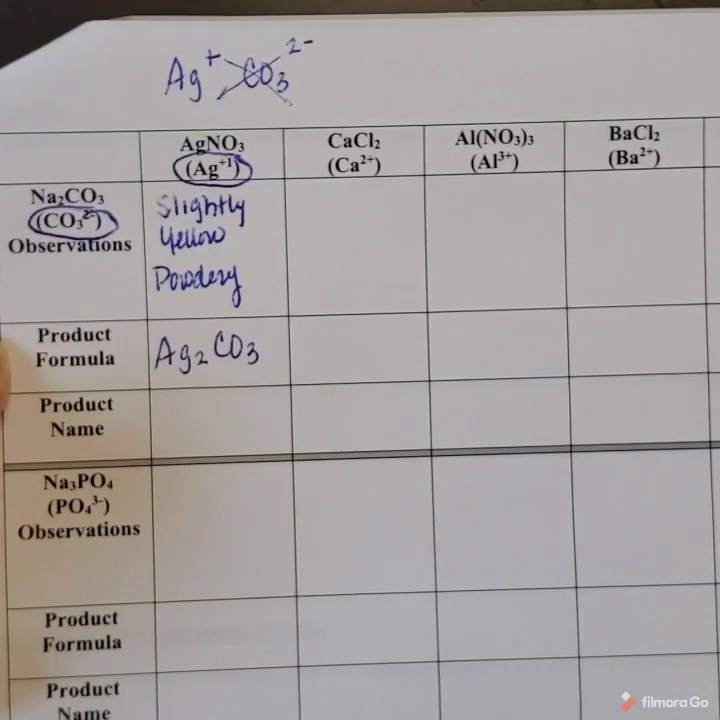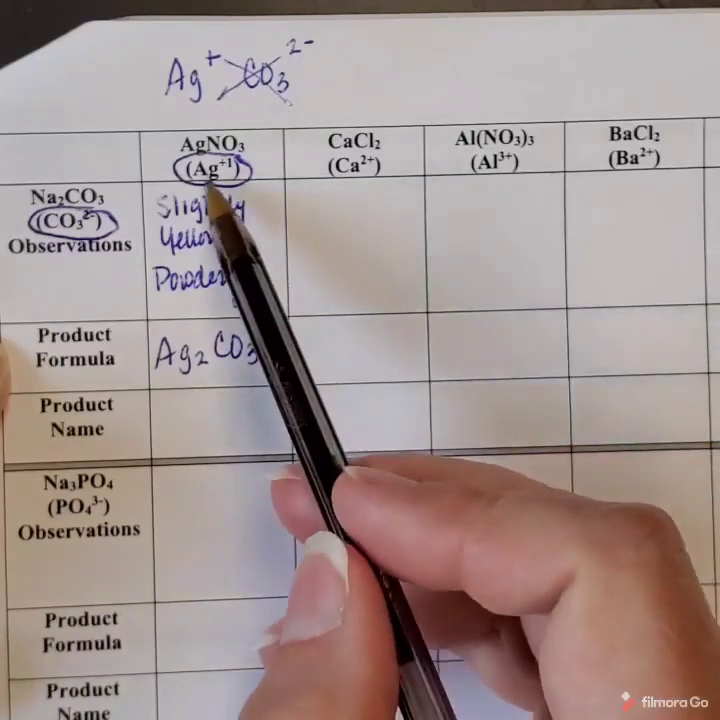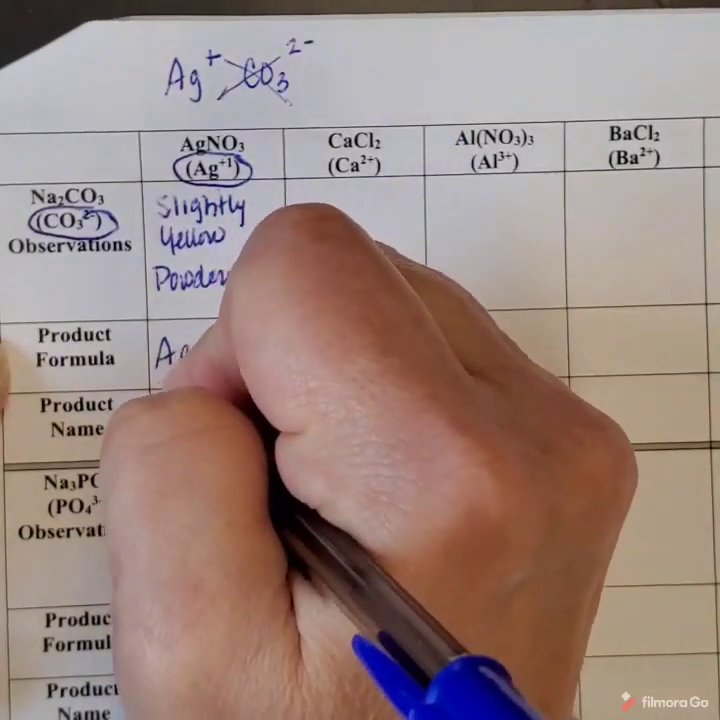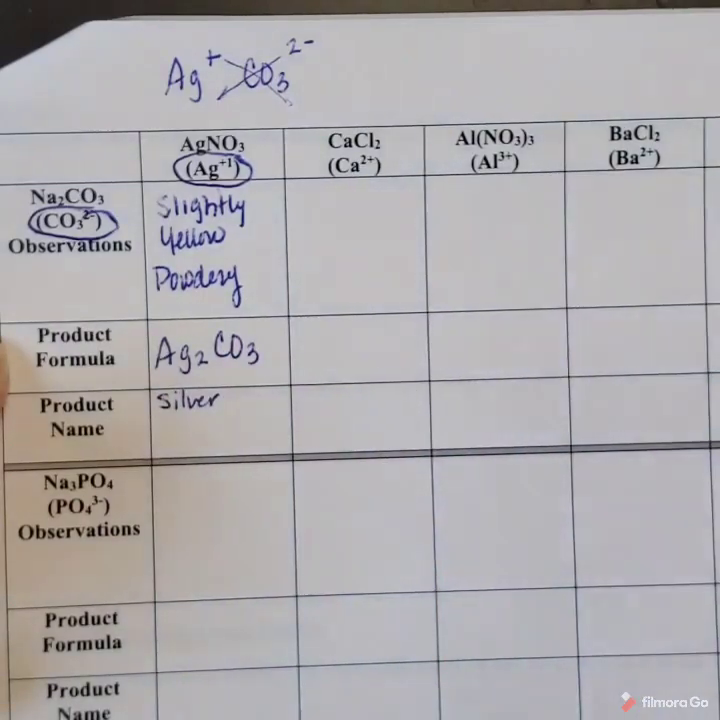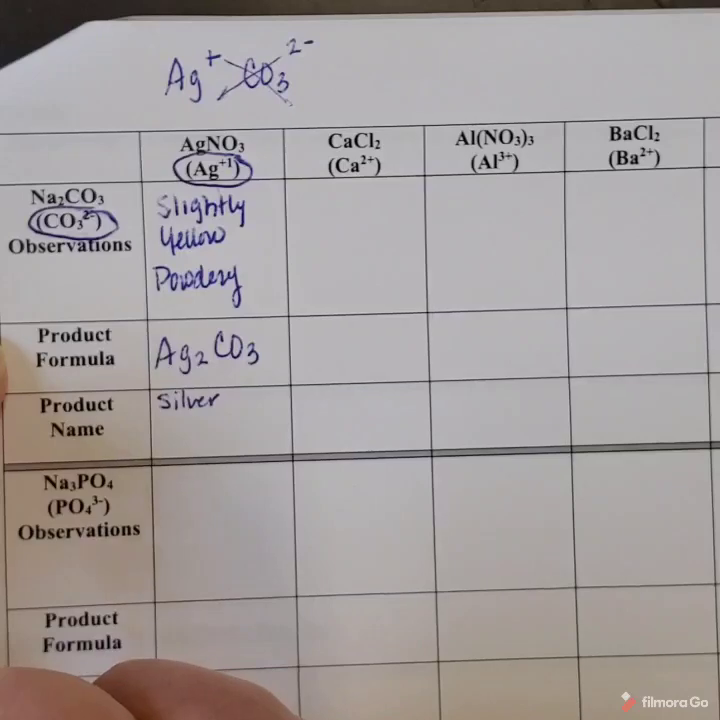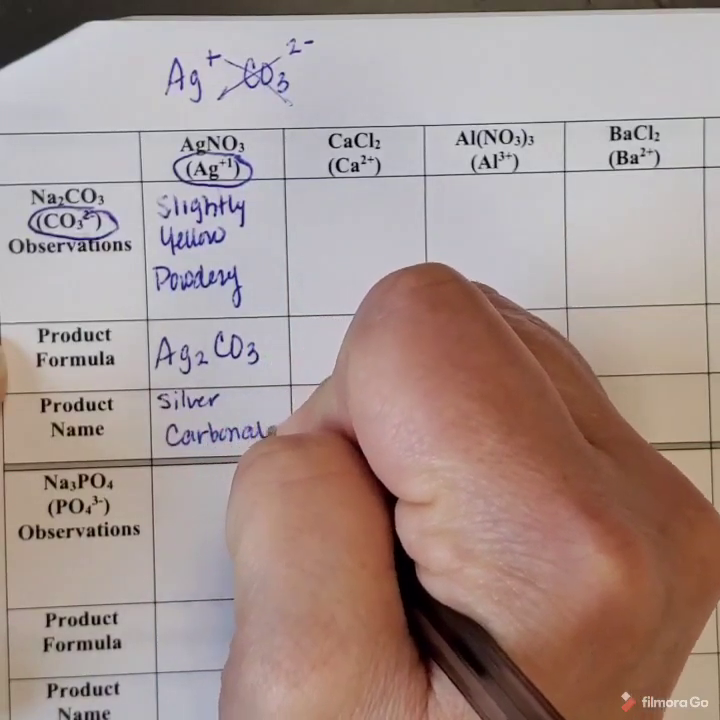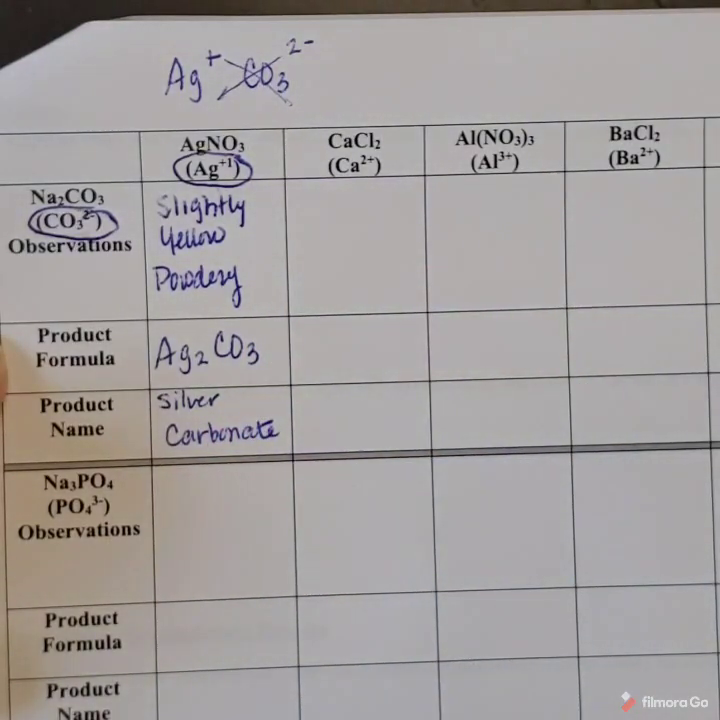Now to name it, remember you're going to use Roman numerals if the cation is not in group 1, 2, or 13, or if it's silver, cadmium, or zinc. Well, this is silver, so I don't need Roman numerals. I do not need to put the charge in Roman numerals. CO3 2- is a polyatomic. I look on my polyatomic sheet, and it is carbonate. So the name is silver carbonate.